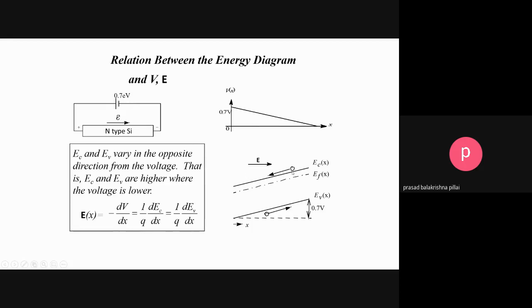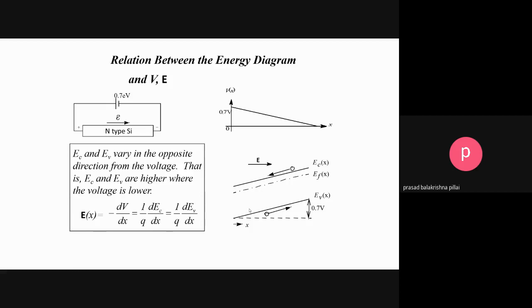Then you see that there is a slope in the energy band structure. It's not a straight line. It will be a slow change like this with x. Then we see that there is an electric field existing. This comes through this equation. This is very important when you are plotting the energy band diagram.